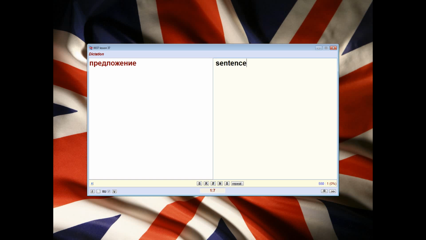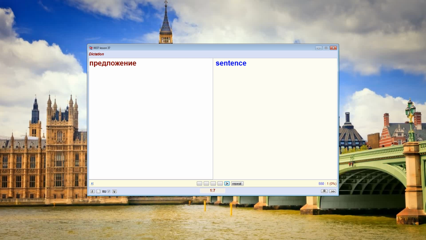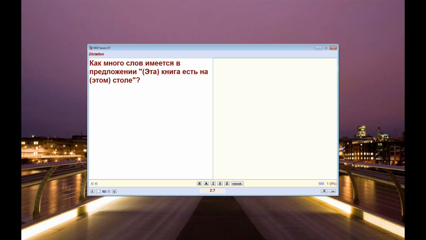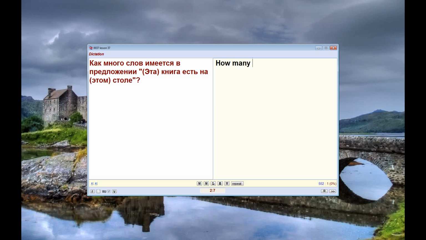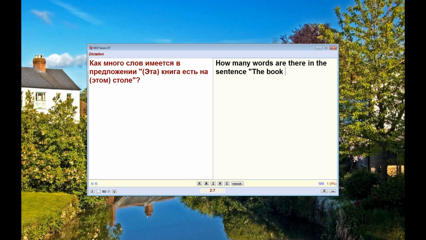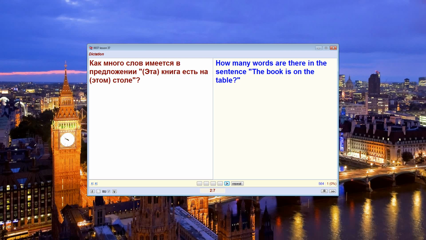Sentence. How many words are there in the sentence? The book is on the table.